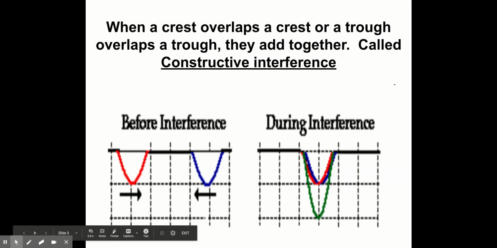A lot of people think crest on top of crest is constructive, and trough on top of trough is destructive, but they're both constructive because they make a bigger amplitude. So what is destructive then?